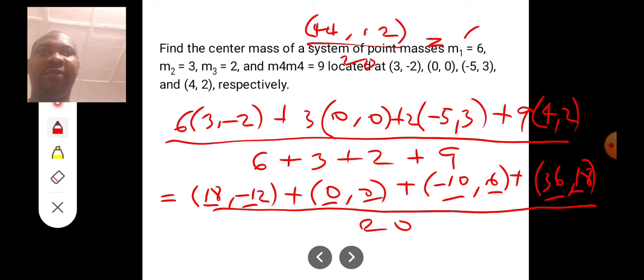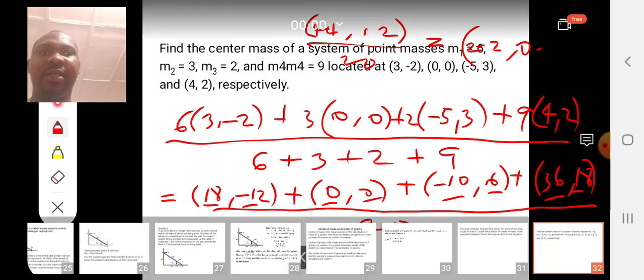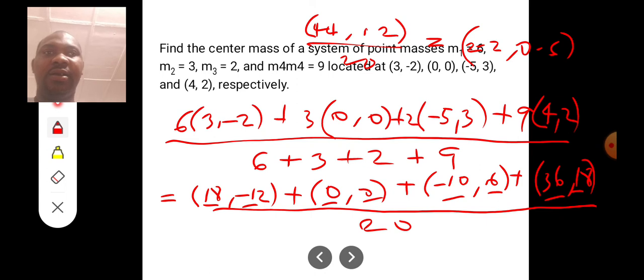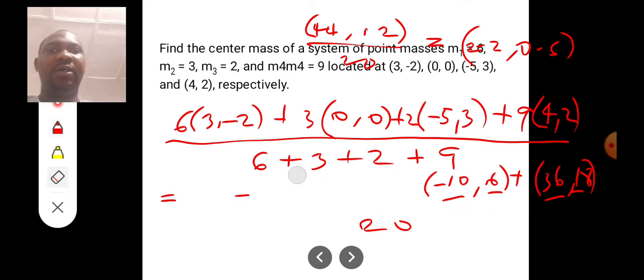So we are going to have 44 divided by 20, that will give us 2.2, and 12 divided by 20 will give us 0.6. So that's the answer. That's the center of mass: 2.2, 0.6.